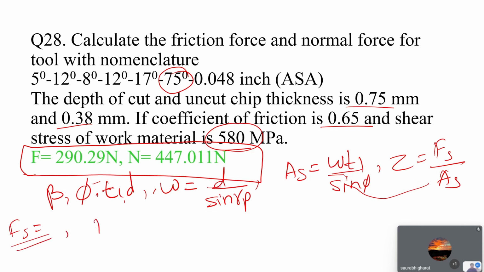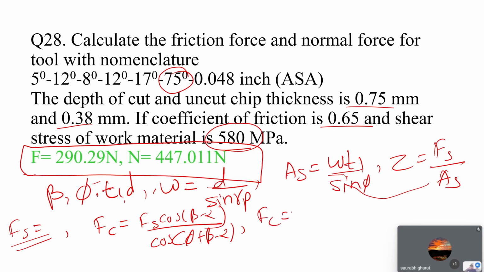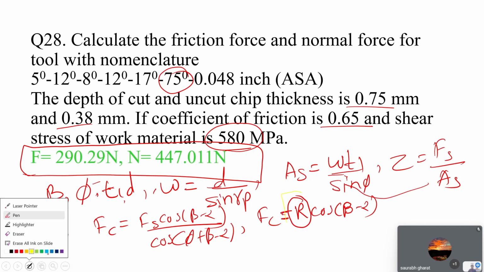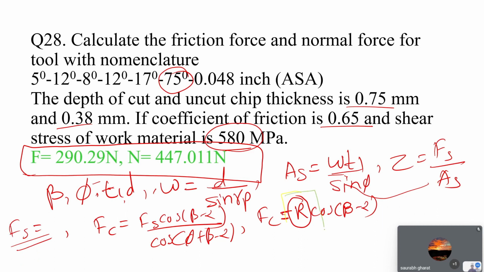From Fs, you know the formula for Fc. It is a big formula: Fc is Fs times cos of beta minus alpha, divided by cos of phi plus beta minus alpha. Also Fc is equal to R cos of beta minus alpha. From that we calculate R. Once you get R you can get anything. That is most important, but it depends on what conditions are given. After you calculate R it is simple.